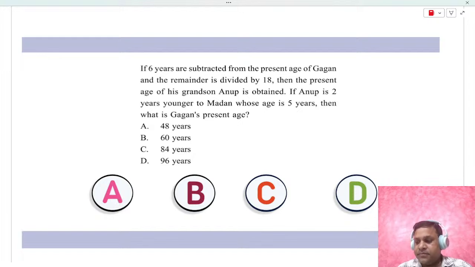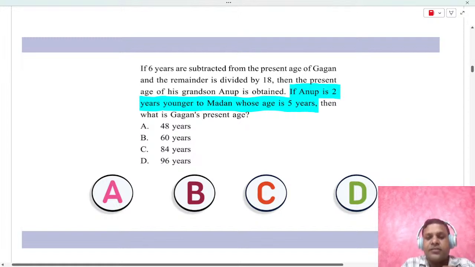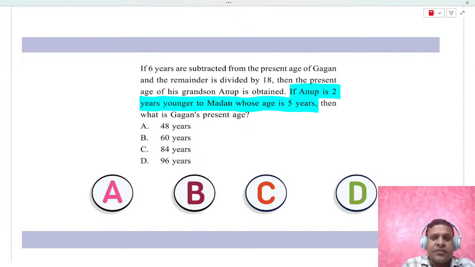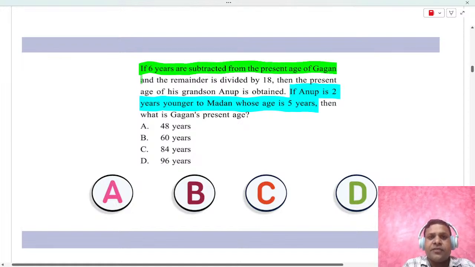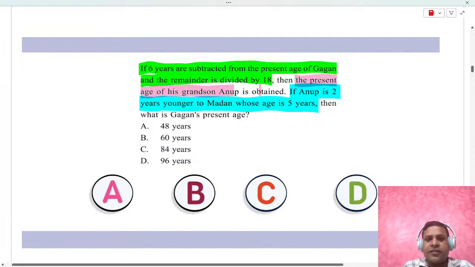Okay, there are so many variables, so this type of question, just break into small sentences. For your convenience, I have broken them into small sentences. First, Anup is 2 years younger than Mohan, whose age is 5 years. Second, 6 years are subtracted from the age of Gagan and the remainder is divided by 18. Next, the present age of grandson Anup is obtained.